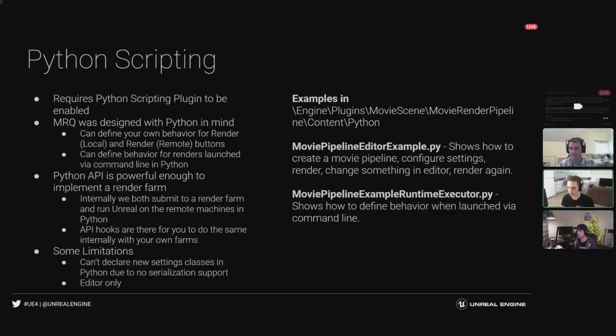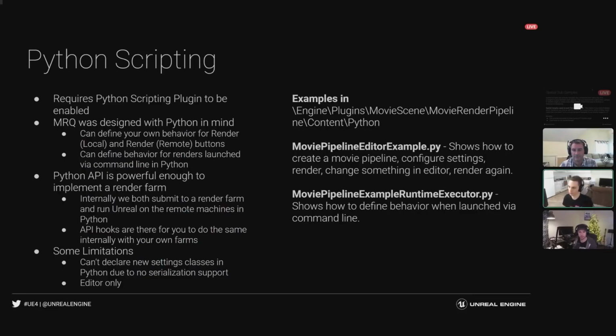Another limitation is that you can't add new settings classes in Python. Python allows you to declare new UObject classes, but these cannot be saved. So you can't make a new setting in Python to be added to the list and then save it. Because Python classes can't be saved, that can't be done.